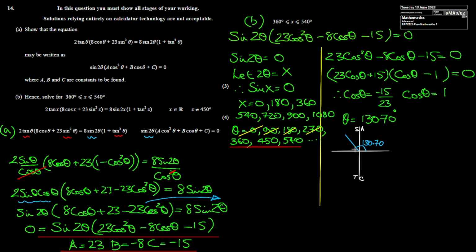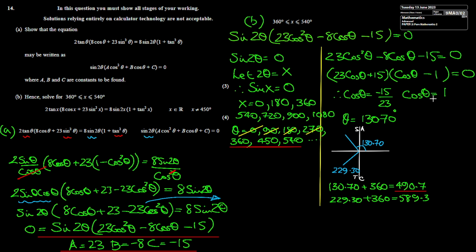So here's a simple cast diagram of the angle that we've got, which is 130.7. There will be another one of those angles here, which works out to be 229.3. So far, neither of these two angles meets our requirement of 360 to 540. And the cosine wave, we know, repeats every 360 degrees, which means that only one of these values is in range.